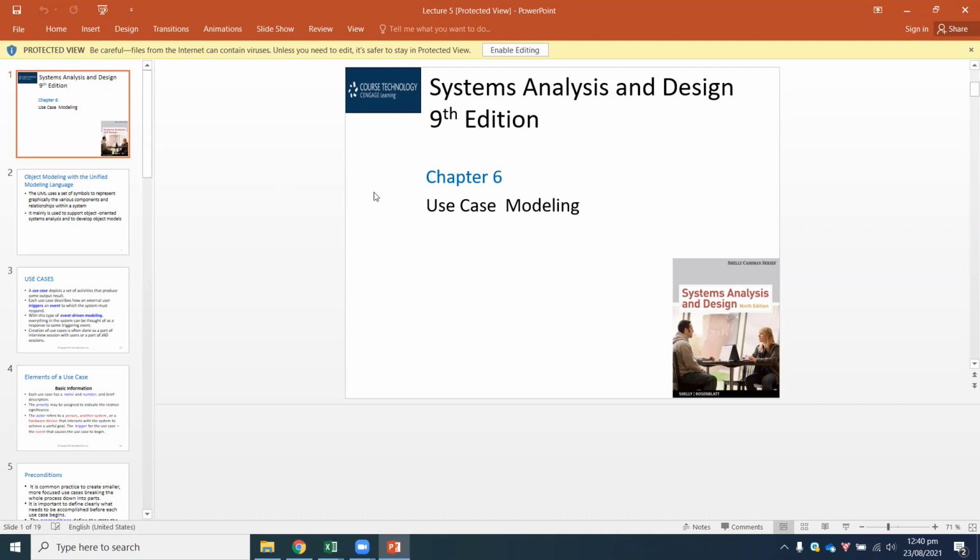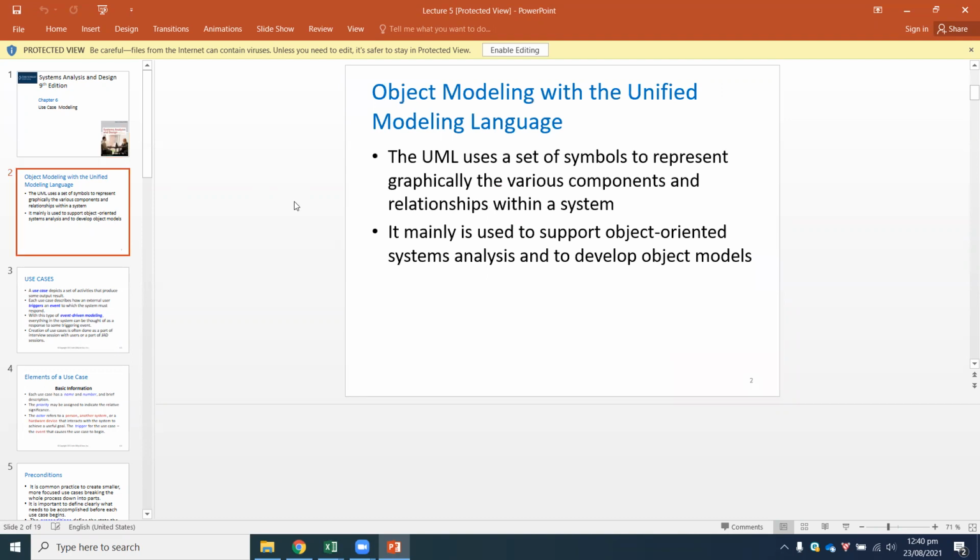All right, now use case modeling. Object modeling with the unified modeling language. Unified modeling language is UML. That's what the abbreviation stands for. That means what you're doing is you are basically, okay, let's go and read it out. The UML uses a set of symbols to represent graphically the various components and relationships within a system. It mainly is used to support object-oriented system analysis and to develop object models.